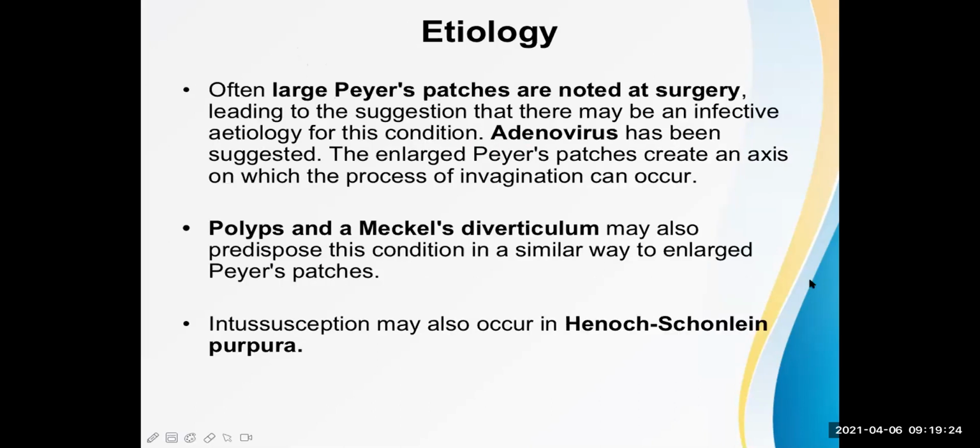Now, what are the causes? We like to know the cause. What may be producing this type of condition called intussusception? Let me give you a concept here. First, if there is something in the lumen of the bowel, on the mucosa of the bowel, then it may act as a source of intussusception.